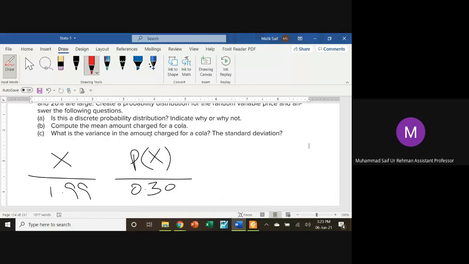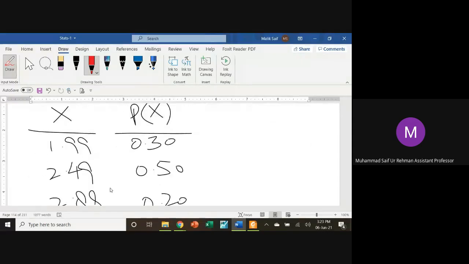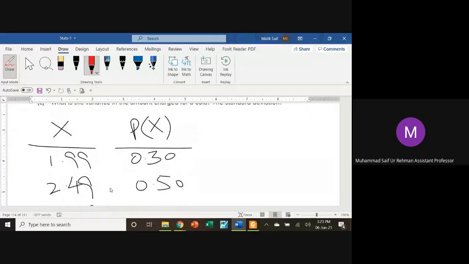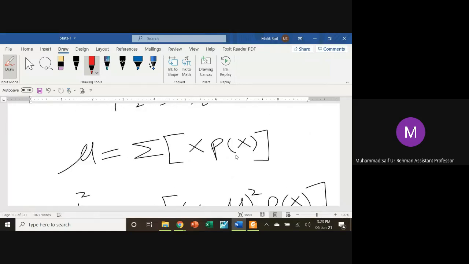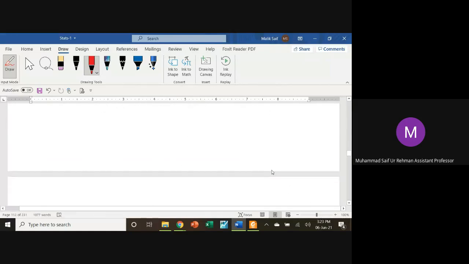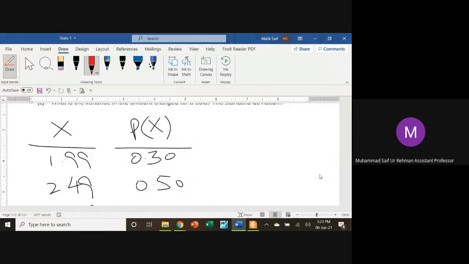Compute the mean amount charged for cola. For the mean amount, you will recall the formula I have just seen over here: summation xpx. So simply multiply these two, x and p(x), and you will have the answer.